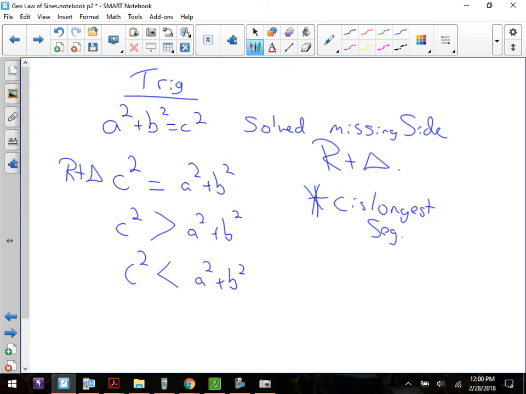And the reason that we wrote the c squared first is because if c squared is bigger, it is obtuse. If c squared is bigger, it's obtuse. And if it's smaller, it is, by process of elimination, acute. And those are really simple. That was kind of one of the first few things that we did.